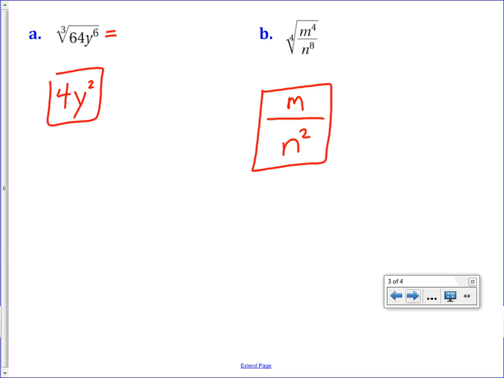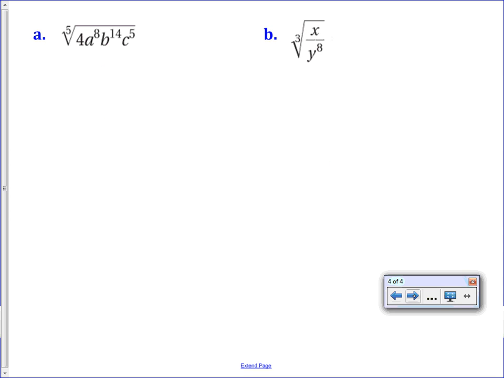Both of these examples had perfect cubes and perfect fourths. It gets more complicated on examples like these, where you're dealing with, for example, in A, a fifth root, but all the things inside aren't divisible by 5. So we don't necessarily have perfect fifths here. So now we will have some things coming out of the symbol and some things staying inside. So I'm going to set up my fifth root. And things that come out, I'll write in front, and things that stay in, I'll write underneath the sign.